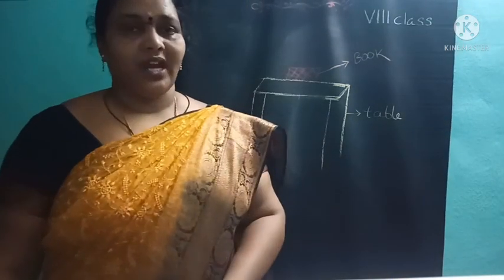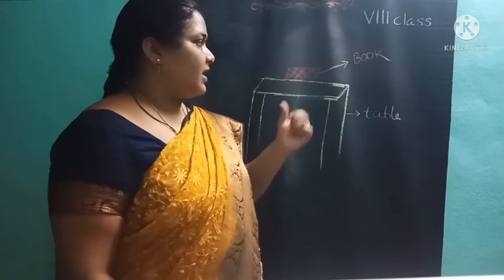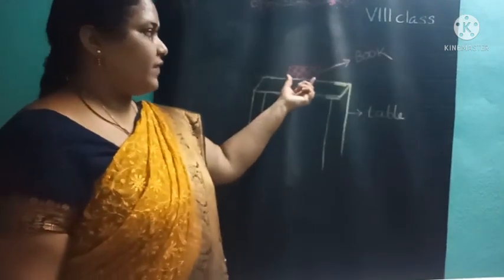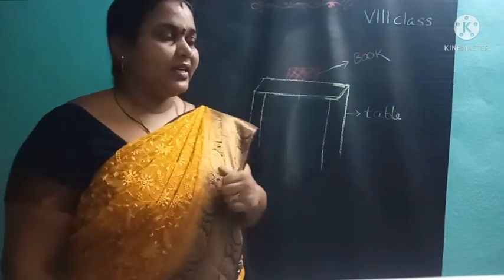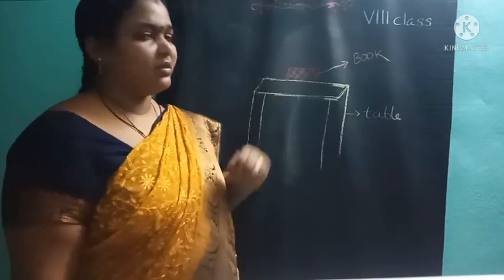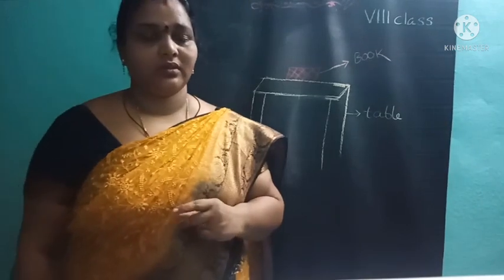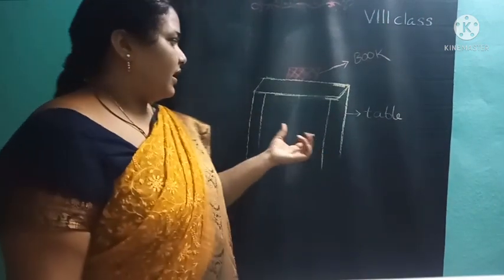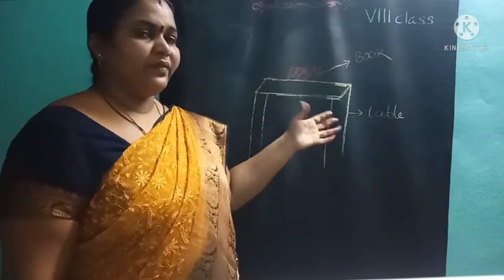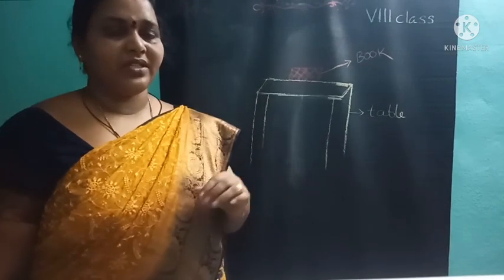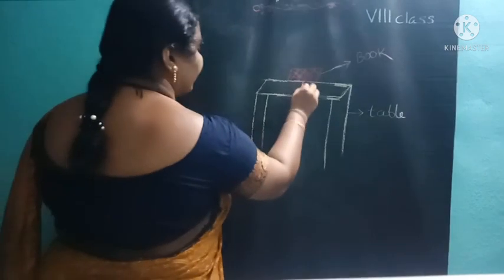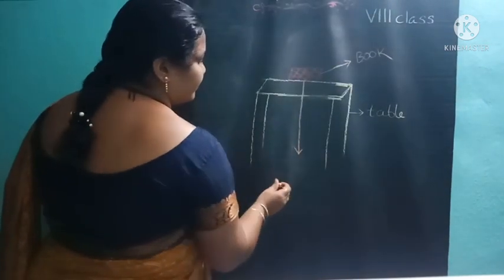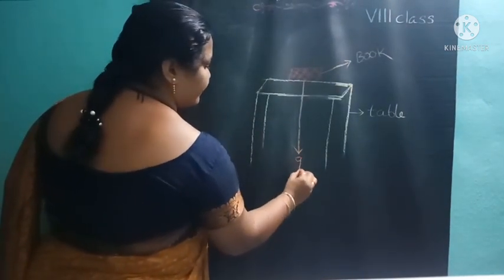Take a book and place it on the table. Is the book at rest? Yes, it is in rest position. Is there any force acting on the book? No. Suddenly, the table disappears by magic. What will happen? Yes, the book falls down due to the gravitational force.